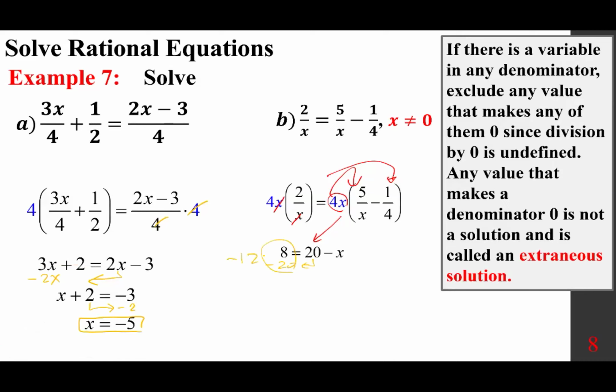minus x is minus 12, x is positive 12. And you should check with what you wrote here. X can't be 0, so we are in good shape because x is a number that is not zero.